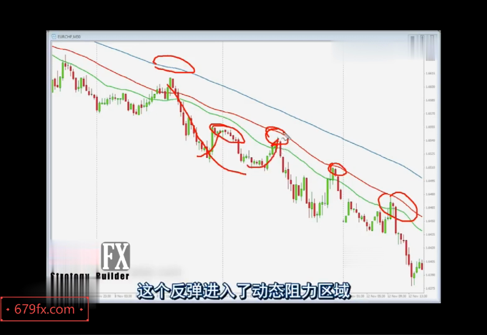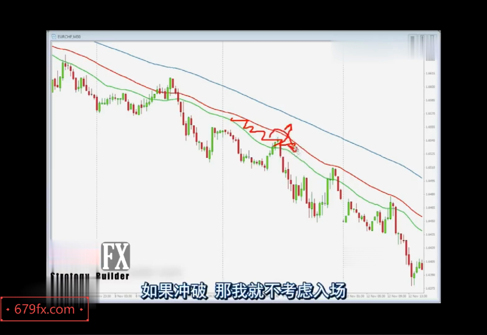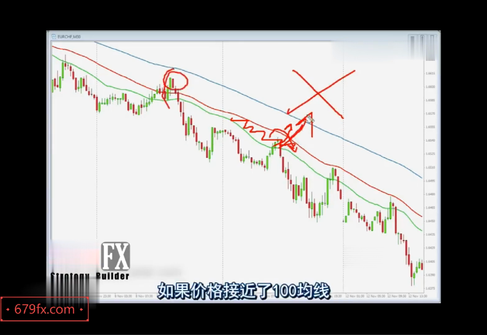Retracement back up. Okay. We reach the dynamic area of resistance, the area of decision taking. Here, in between this area, is where we have to ask ourselves: will price breach through, or will price turn around? If it breaches through, then I cancel or I don't search for entries anymore, just like it did here. Okay, if it goes anywhere near the 100, I stop considering entries.